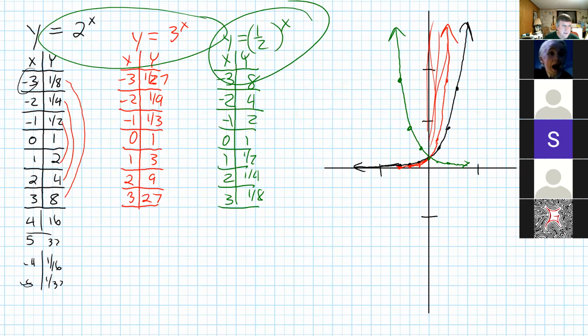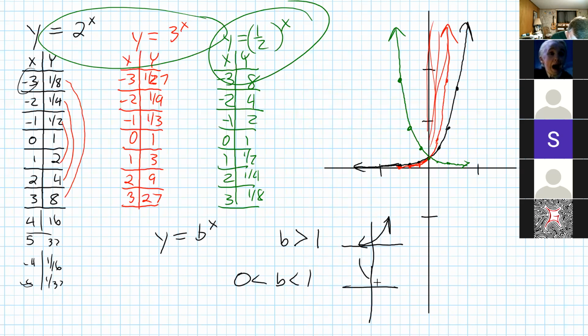And so what we get is this. If we have an equation in the form y equals b to the x, if b is greater than 1, we have a graph that looks like that. If b is less than 1 but greater than 0, we have a graph that looks like that. Okay, now if b is negative, if you have something like this, let's see here.